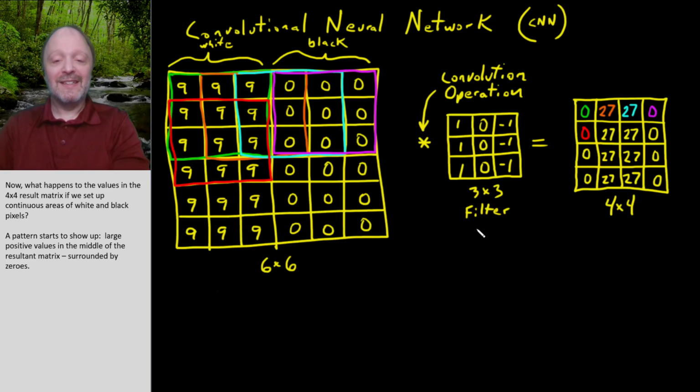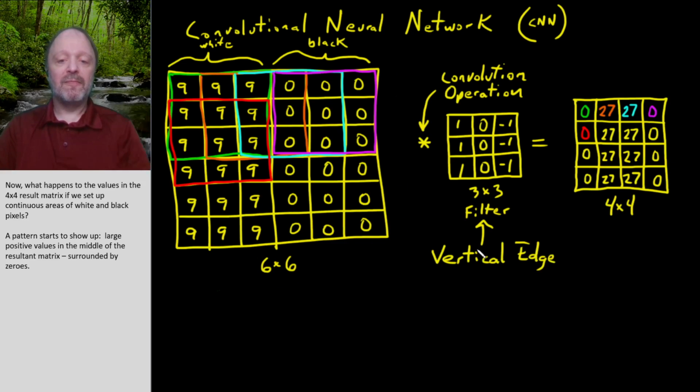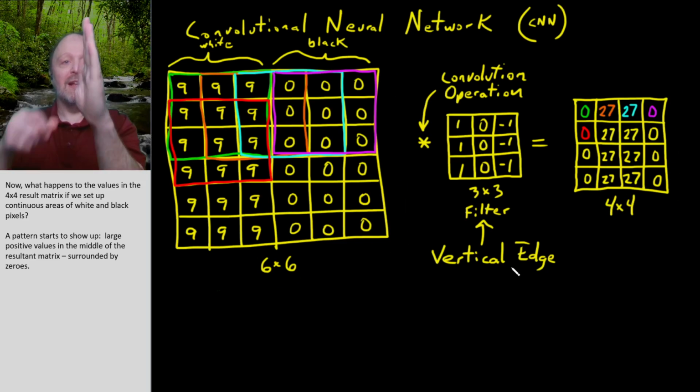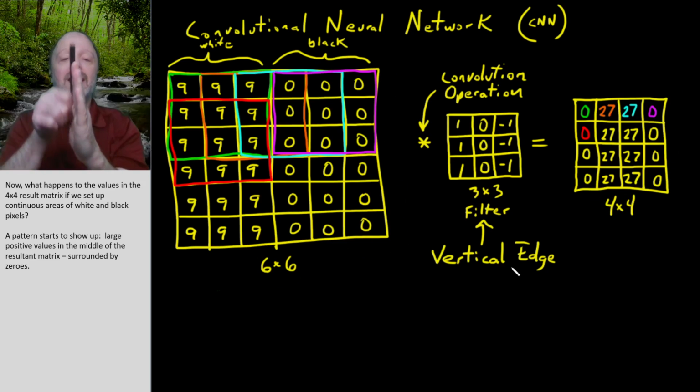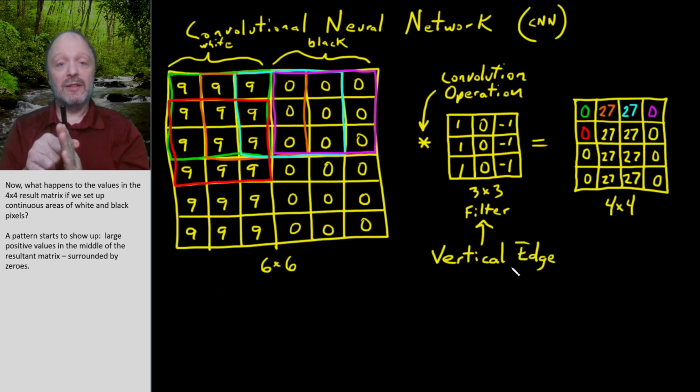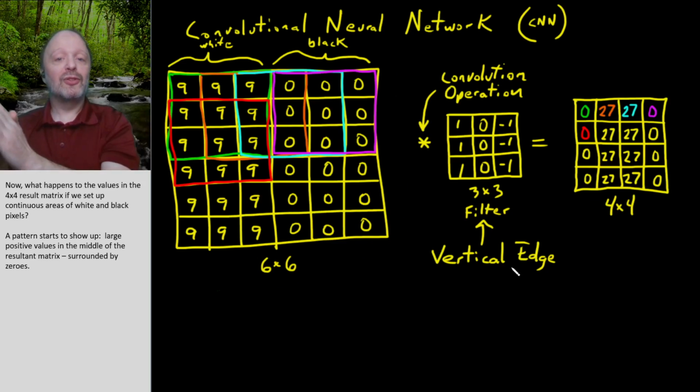The reason is this is called a vertical edge filter, because if there is a vertical edge that transitions between light and dark or dark to light, you're going to wind up with, at the point of transition, large values. I'll just say that for now.